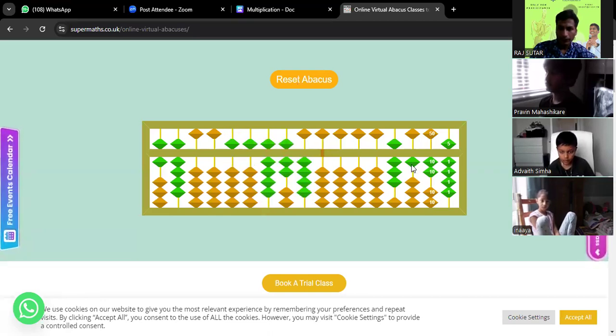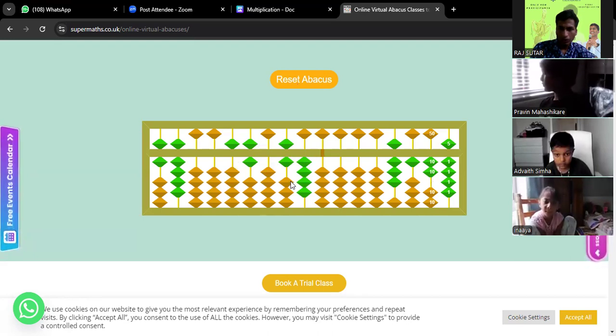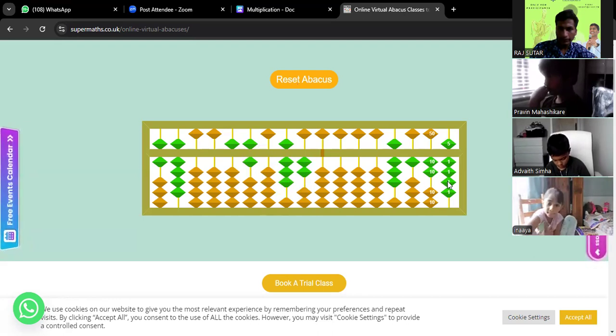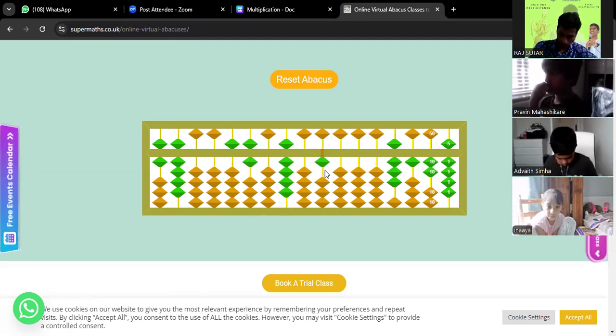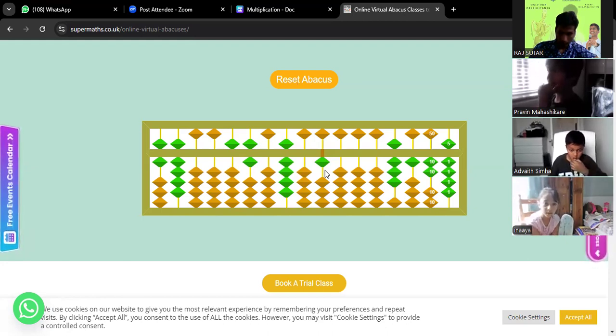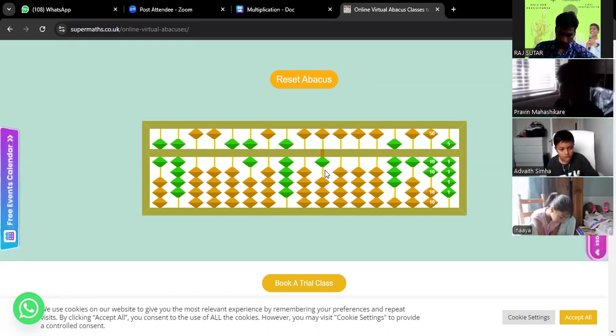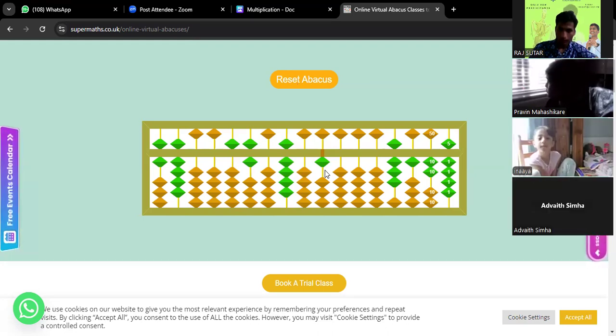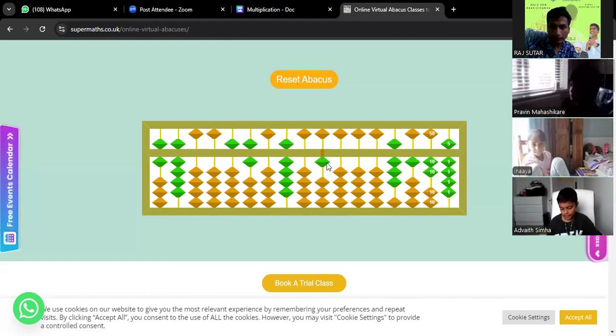Then 9 multiplied by 1 is 9. So 0 and 9 over here. Then 9 multiplied by 2 is 18. So 1 over here and 8 over here. Then 9 multiplied by 9 is 81. So 80 and 1 over here. Is it correct? Yes. Getting it, children?